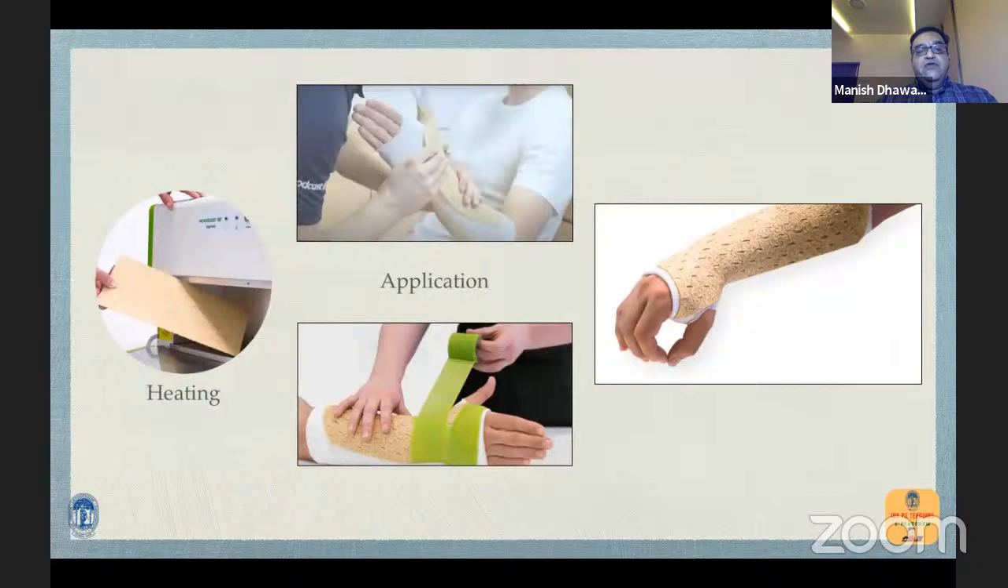Now these are sheets of wood and plastic, and you have to heat it, and after heating you can mold it, and then you can hold it with a casting tape till it is set, and it's also very lightweight, very strong.